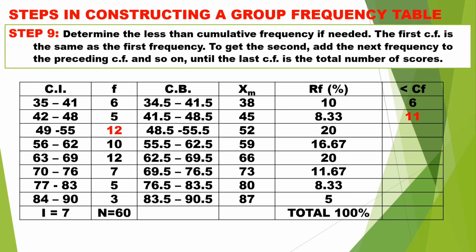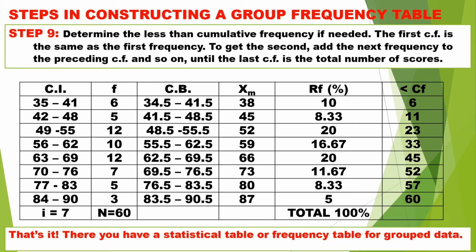To proceed, 11 will be added to the next frequency, which is 12. 11 plus 12 equals 23. 23 is the next less than cumulative frequency. 23 represents also the sum of the first 3 frequencies, 6 plus 5 plus 12. Same process will be repeated until you reach 60 as the total number of entries or data. And that's it. There you have a statistical table or frequency table for group data.